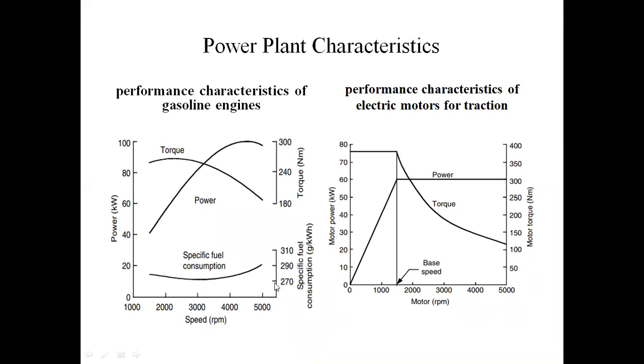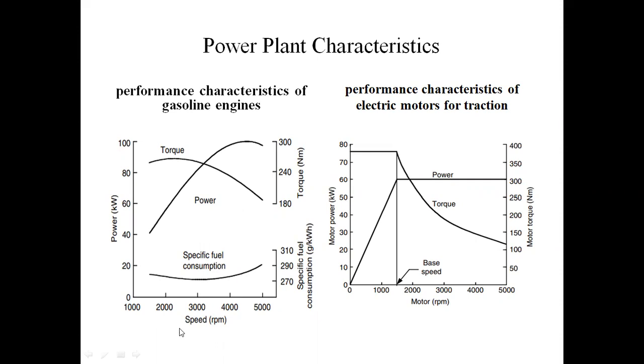Low fuel will consume vehicle. This is the graph. When the vehicle is going at high speed, here it is 290 grams per kilowatt-hour, like this units. Here also it is high. When the vehicle is going at 3000 engine speed, the fuel consumption is low.